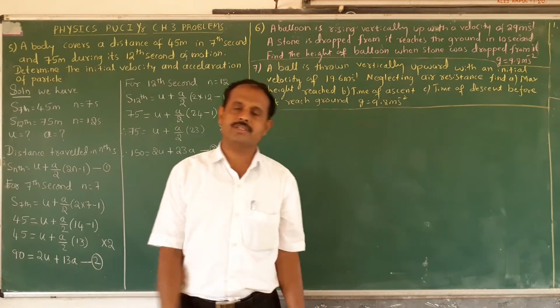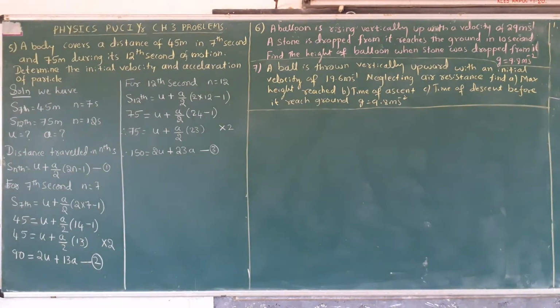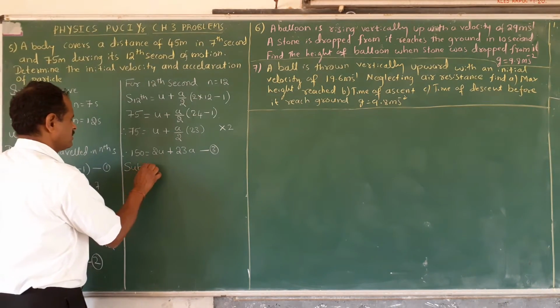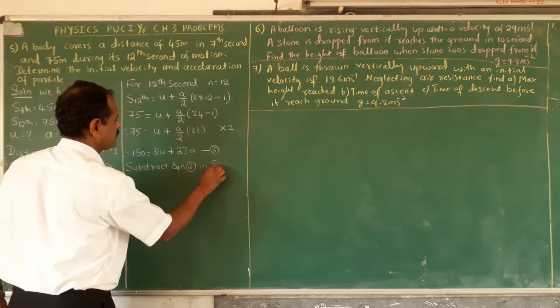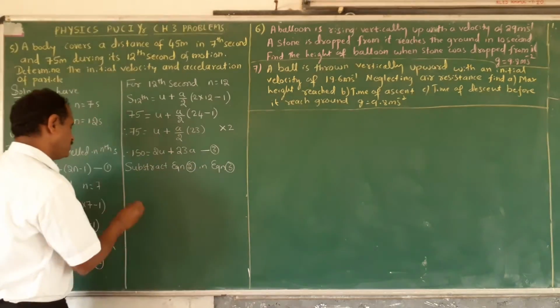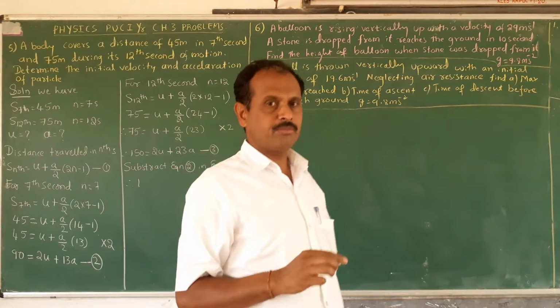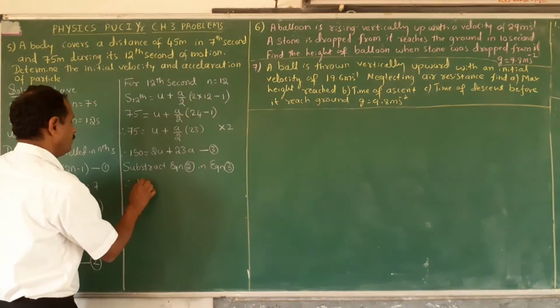Observe these two equations, equation 2 and equation 3. These are simultaneous equations. There are two unknown values, u and a. Therefore, subtract equation number 2 from equation number 3. First you write the third equation. Why? Because you subtract equation number 2 from equation number 3, therefore first you write equation number 3.